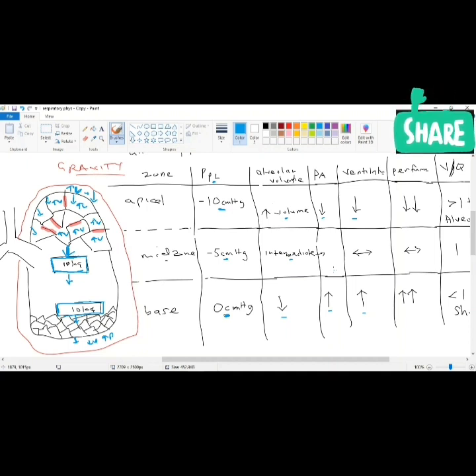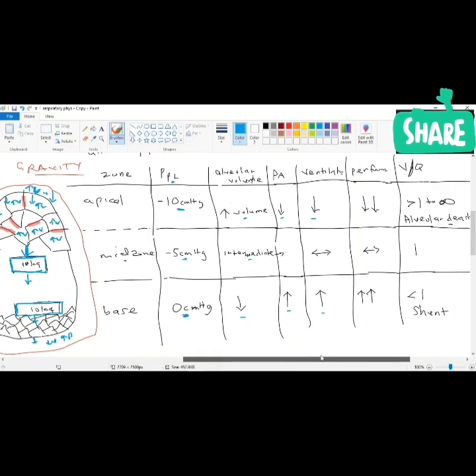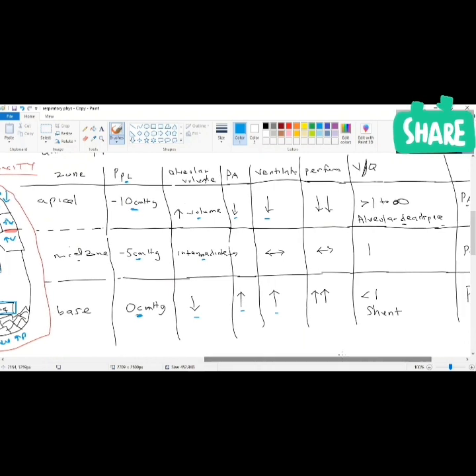It would be for the apex, yes. It would be more than 1, because it's more depth. Exactly, it's going to be more than 1, because perfusion is way lower than ventilation. So my denominator is lower than the numerator, and I'm going to get a number greater than 1. So the VQ ratio at the apex is greater than 1, and it can go as high as what?